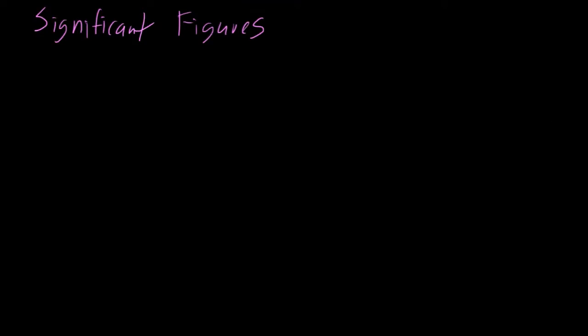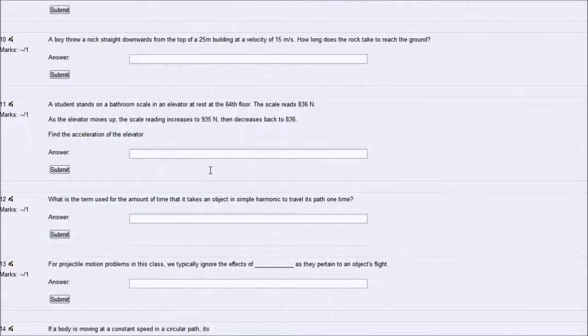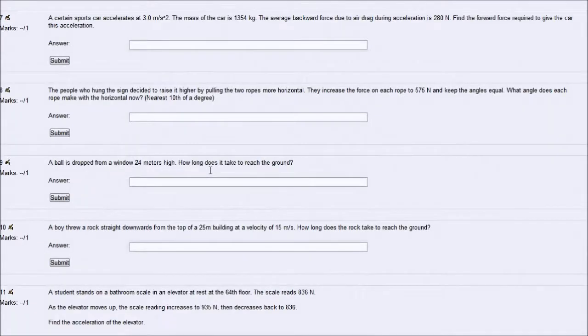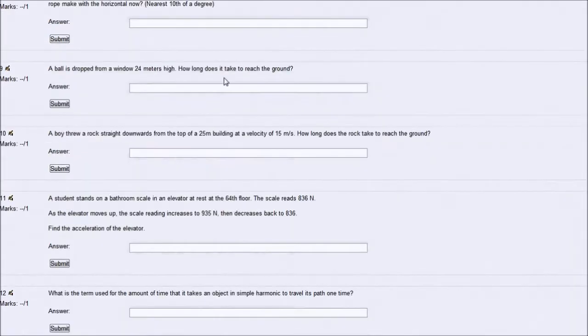One thing I do need to mention is that in this class, we will only be worried about significant figures if we say that we're going to be worried about significant figures. With some of the problems that I do with Moodle, well, actually, I'll show you. So here we go. These are the sorts of problems you'll see nearly every day. Probably not so much the multiple choice, but sometimes. These are basically physics problems that do different things. A ball is dropped from a window 24 meters high. How long does it take to reach the ground? Some of you may know how to do that right now. Some may not.